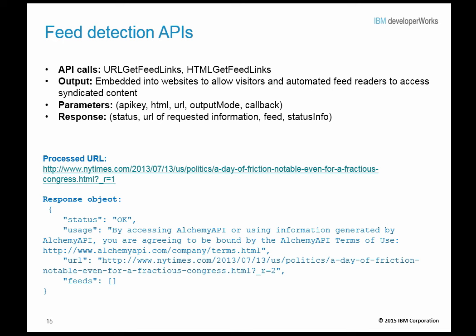Alchemy API is capable of extracting RSS feed links embedded within any web page. The API endpoints are URL getFeedLinks and HTML getFeedLinks. These APIs automatically discover syndicated content feeds associated with specific websites or individual web pages. Extracted metadata may be returned in XML, JSON, and RDF formats.